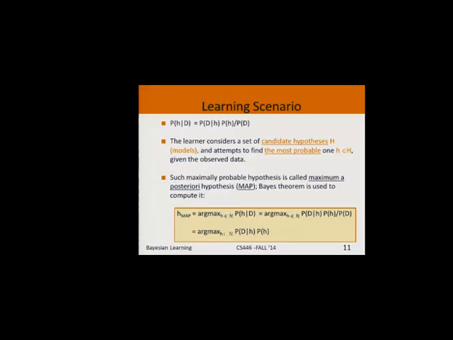The learner has a set of candidate hypotheses, which we may call models, and tries to find the one that is most probable, given the observed data. We're going to call this maximally probable hypothesis a maximum a posteriori hypothesis, or MAP hypothesis. And this is how we're going to use Bayes' rule. The maximum a posteriori hypothesis is going to be the one that maximizes P of H given D over all possible H's. Using Bayes' rule, I can write this as P of D given H, P of H divided by P of D. Again, I'm maximizing this over all possible H's. Now notice that in the denominator, I don't have H. So the argmax of this product is the same as the argmax of just the numerator.